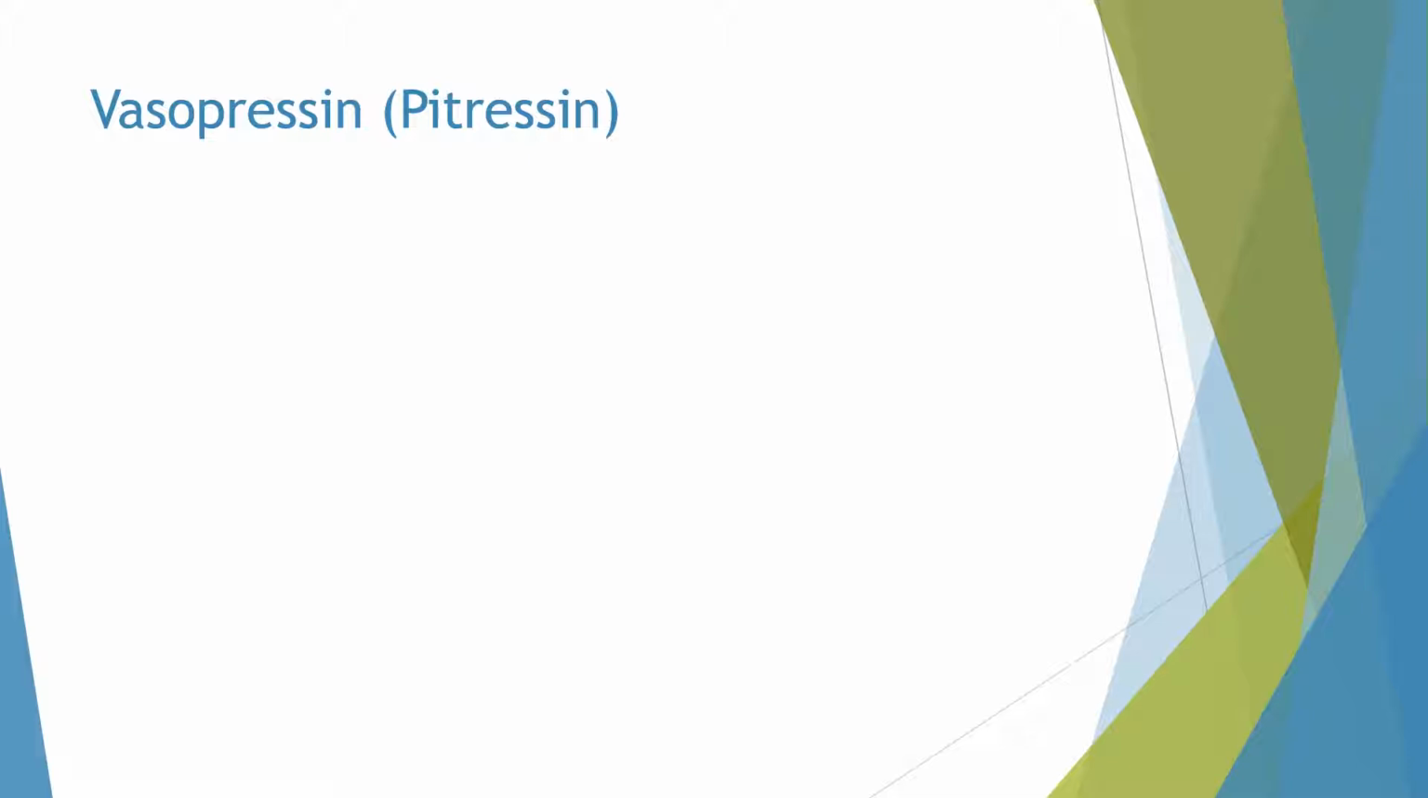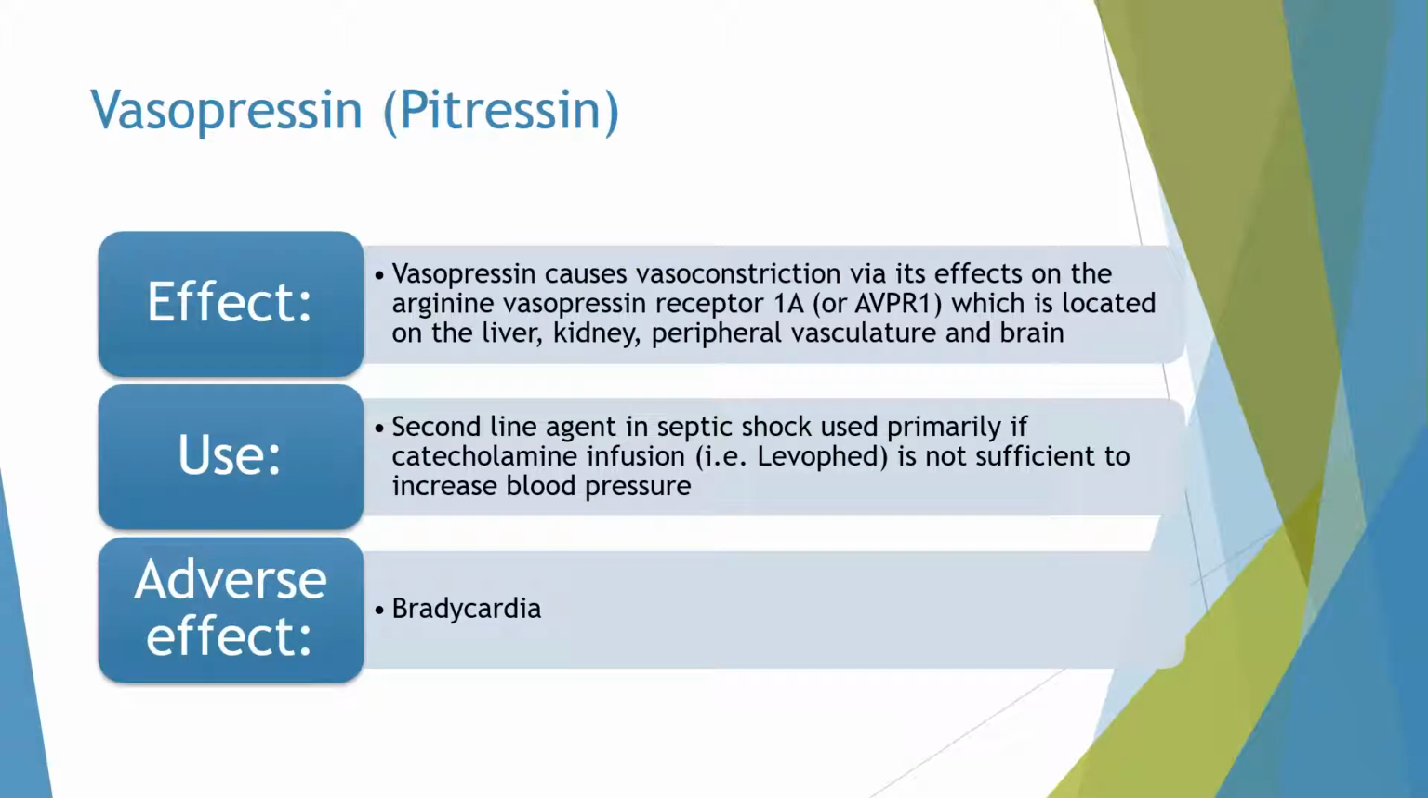So vasopressin is the first one we'll talk about. Vasopressin causes vasoconstriction via its effect on the arginine vasopressin receptor 1A that is located on the liver, kidney, peripheral vasculature, and brain. It is usually used as a second-line agent in septic shock, primarily if a catecholamine infusion such as levofed is not sufficient to increase blood pressure. And the most common side effect of vasopressin is bradycardia.